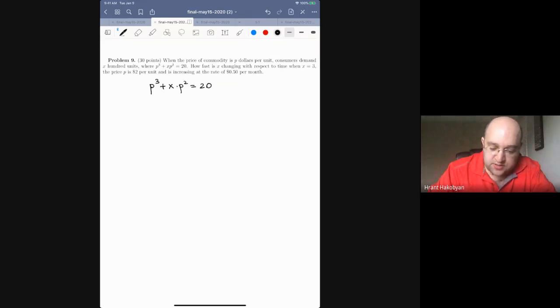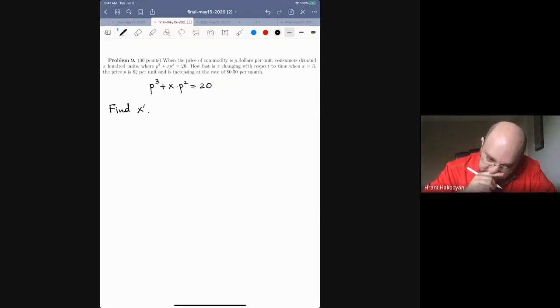So the demand is 300 units of the product, and the price is $2 per unit, and it is increasing at the rate of $0.5 per month. So what does it mean? What do we know? The question is, how fast is X changing? Well, that means find the rate of change of X. So find X prime.